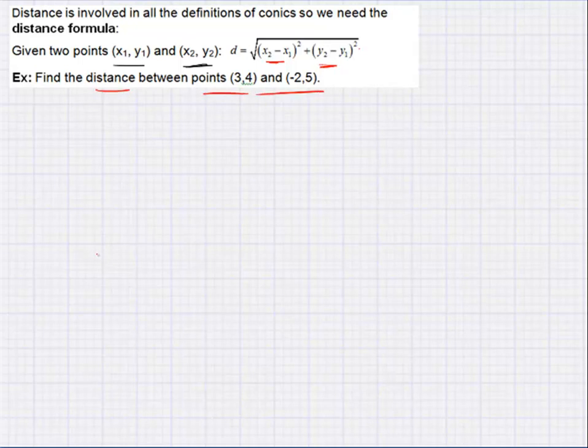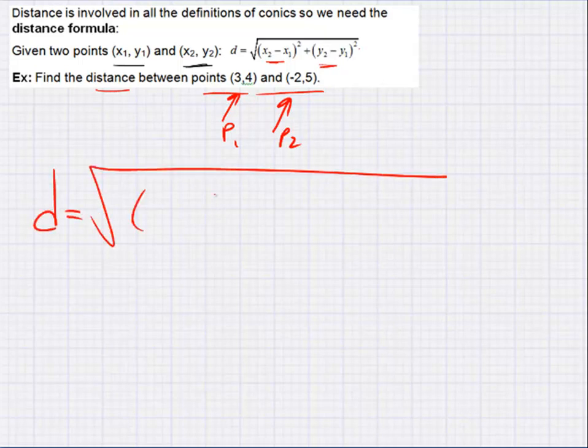So I want to calculate the distance between these 2 points. We'll call this one point 1, this one point 2. It doesn't matter which one's point 1 and point 2, the distance should be the same. So if I want to calculate the distance, I'll take the square root of the difference between the x's. So that's going to be (-2 minus 3) squared, plus the difference between the y's.